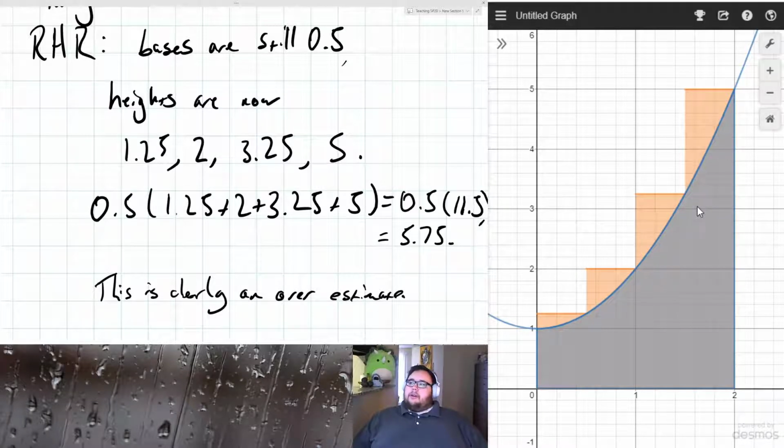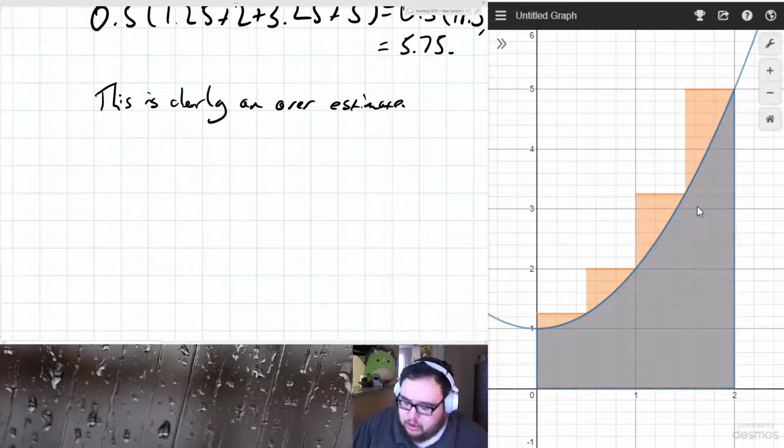Okay. So does anybody have any ideas on how we could make our estimates better? Maybe get them to be a little bit closer to accurate? You could take the average of them, actually. There's a couple of different ways of doing that. Probably the most geometrically satisfying one is to use trapezoids instead of rectangles.